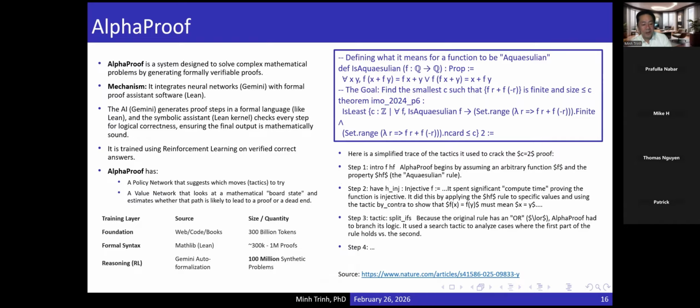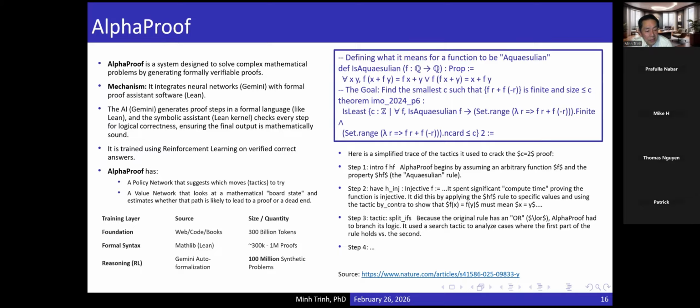So it is designed to solve complex mathematical problems by generating formally verifiable proofs. They use Lean for that. So they use Gemini as an LLM, and Lean as a proof assistant. Gemini generates many proof steps, many possible solutions, and then Lean checks every proof, selects the proof that is correct, and tells you whether the proof is correct or not.